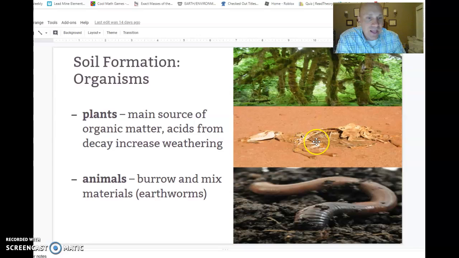Also animals. Every animal eventually dies and is going to become part of the soil. One thing I want to point out is that one of the most important organisms for affecting soil formation is the earthworm. If you dig up just about any soil, you're going to find earthworms churning around in it, eating through that organic material. That tends to break it up, and it ends up becoming part of the soil. So earthworms play a very important role in soil formation.